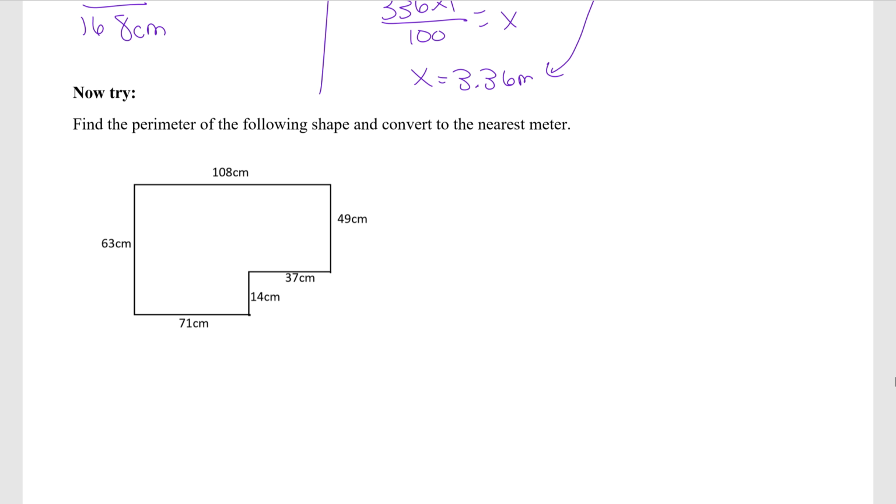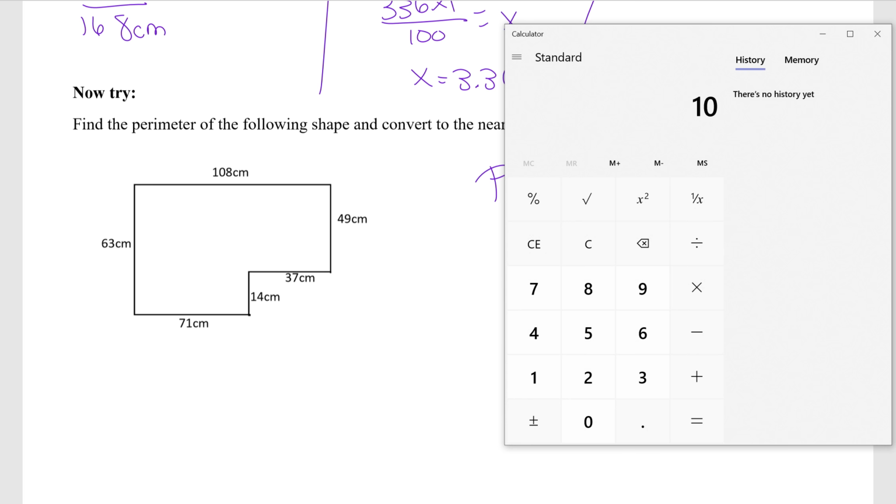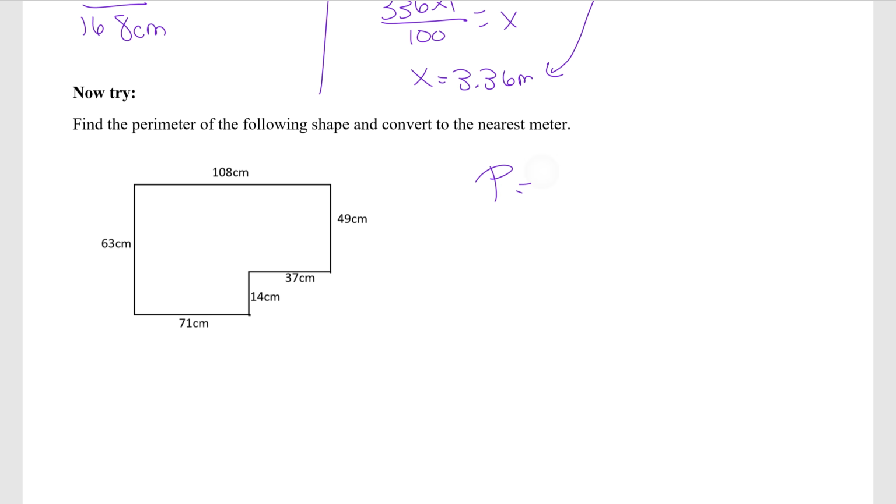Okay, so let's have a look at that. The perimeter means add up all the sides, and I'm just going to pull out my calculator here and add them all up. So I do 108 plus 49 plus 37 plus 14 plus 71 plus 63. And we get that the perimeter is 342 centimeters. So I have two options.